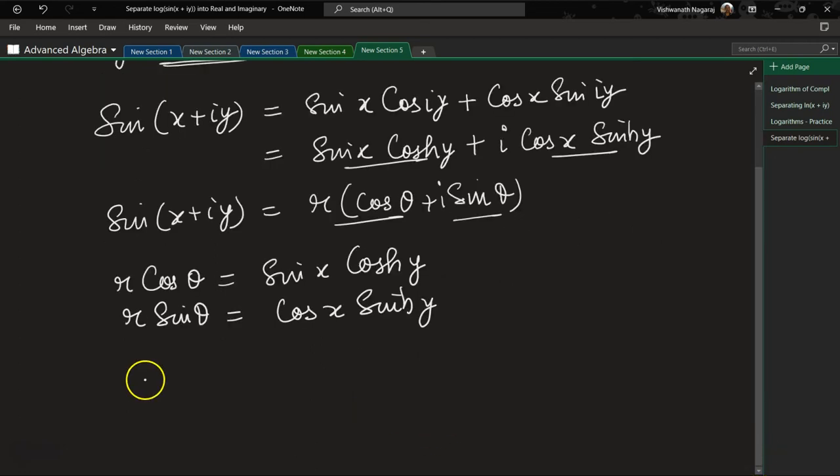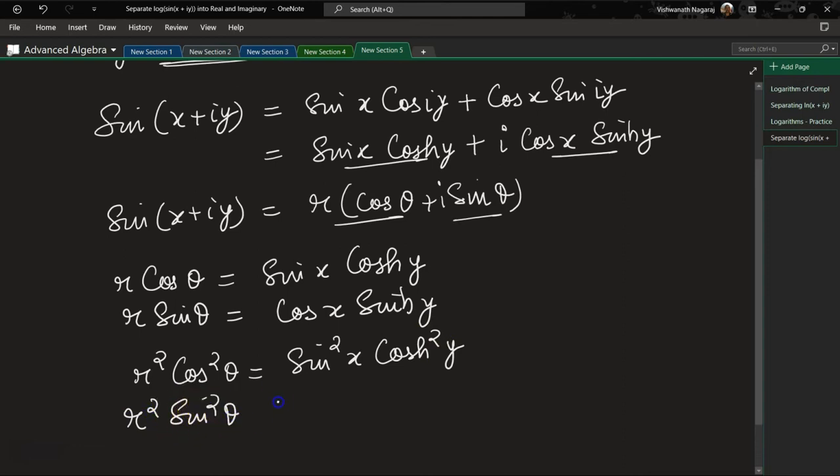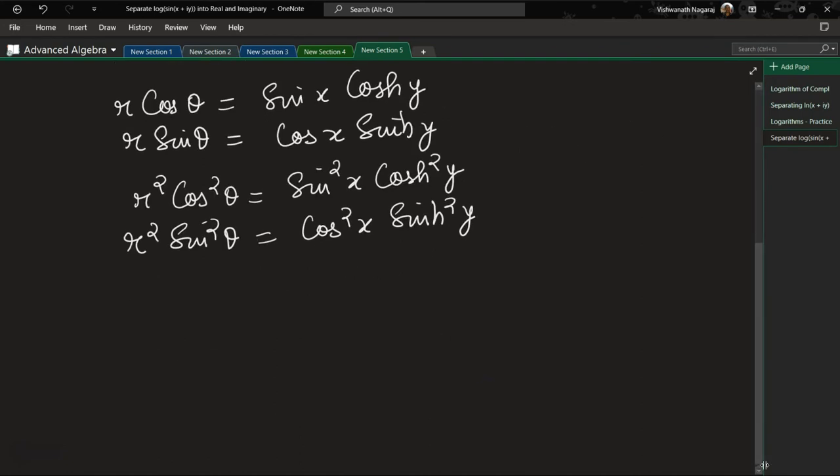We will square it. We get r square cos square theta is equal to, now why are we squaring it? Because by looking at this itself we can figure out that this will be cos square theta and sin square theta. That means if we add these two, it will become 1. So that's the basic idea. This becomes sin square x cosh square y. Similarly, r square sin square theta is equal to cos square x sinh square y.